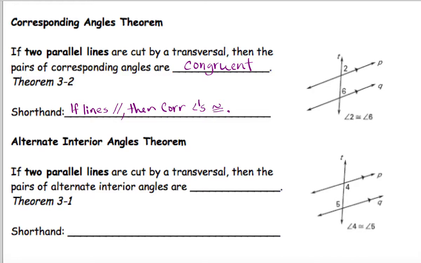The alternate interior angles theorem says if two parallel lines are cut by a transversal, then the pairs of alternate interior angles are congruent. So in this picture, 4 and 5 would be congruent. So if lines parallel, then alternate interior angles congruent. So there's two of them.